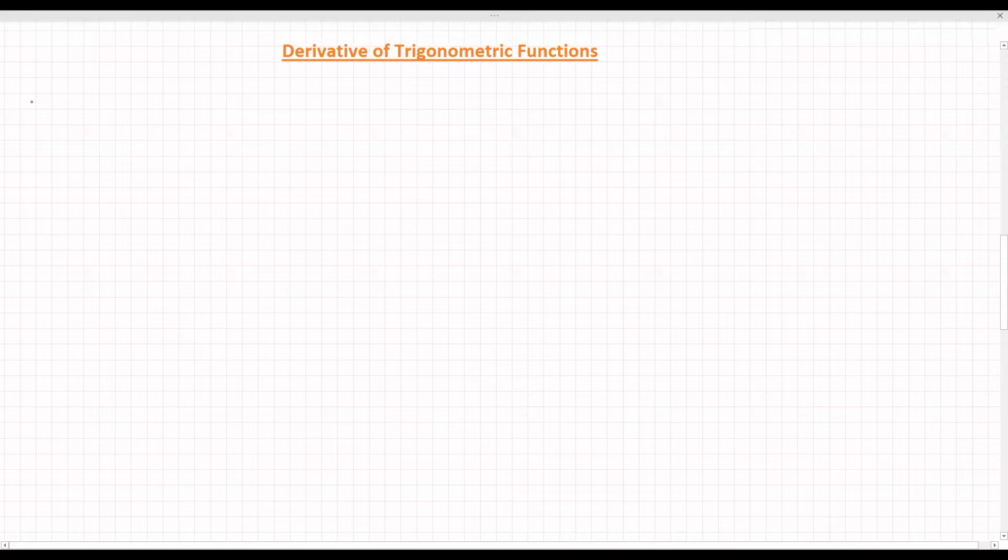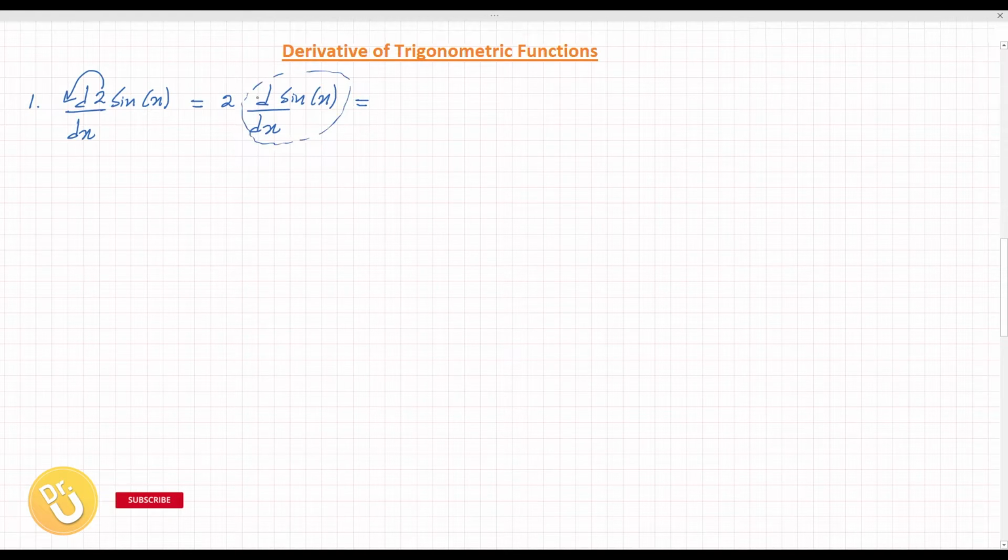First one, we will take d/dx of 2 sin x. Now you know this 2 is a constant, so you can take it out. So you have 2 d/dx of sin x. And you know d/dx of sin x is going to be cos x, so the answer would be 2 cos x. That is pretty easy.